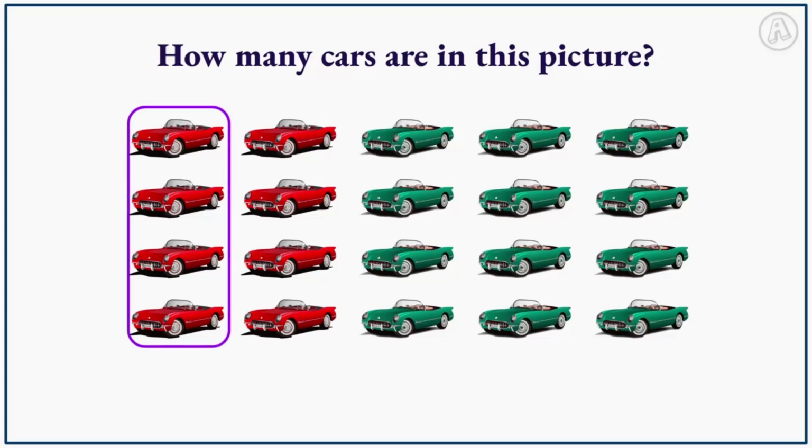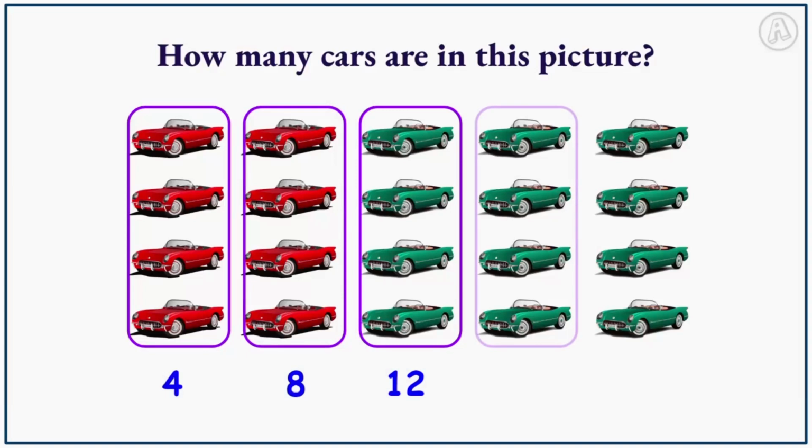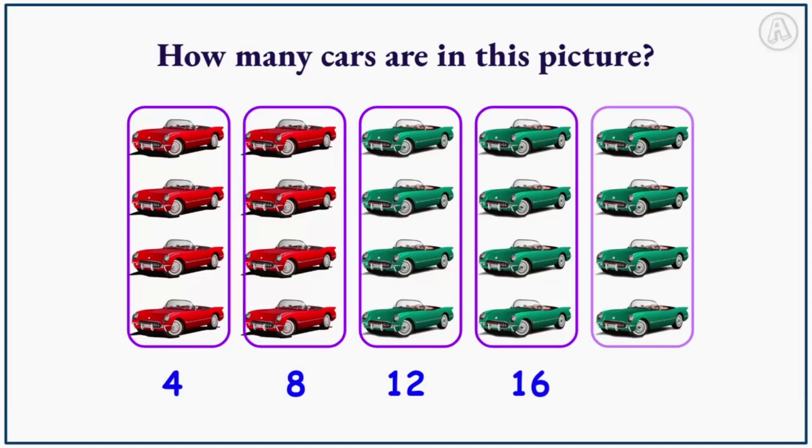We could add the groups of 4 together, which will give us 4, 8, 12, 16, and 20. So, there are a total of 20 cars in the picture.